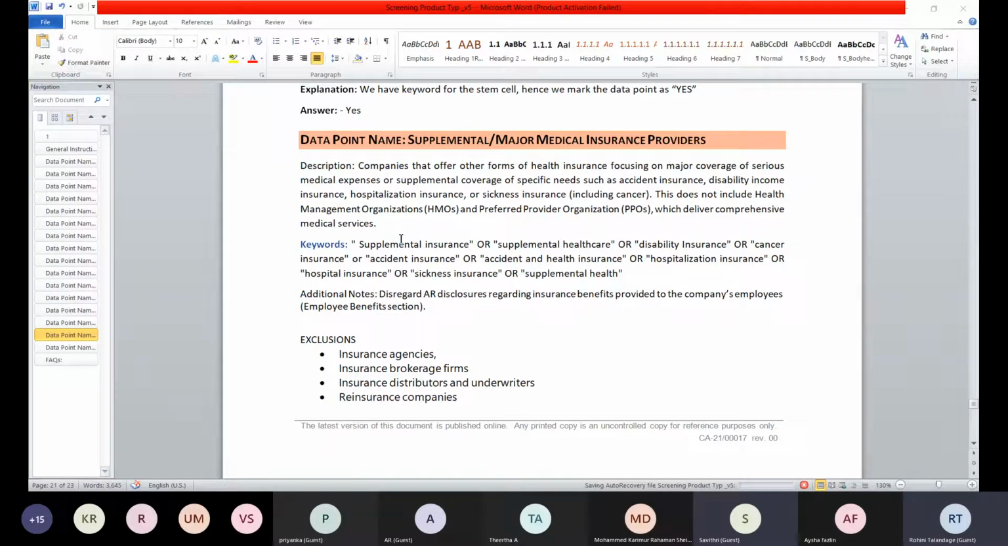Now for this we have one more case. If they are saying that they are providing this insurance to their company employees, it means they are not generating any revenue from that, right?